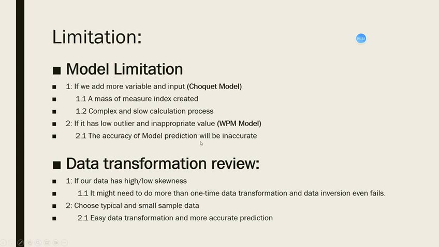As for the data transformation processing, I found that if the data has high or low skewness, we need more than one data transformation and inverse. Therefore, I think if we could choose more typical sample data, or if the sample size is small, it will be easy to transform it and get more accurate results.